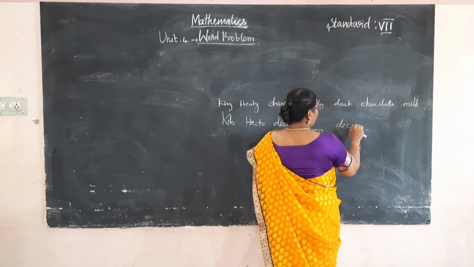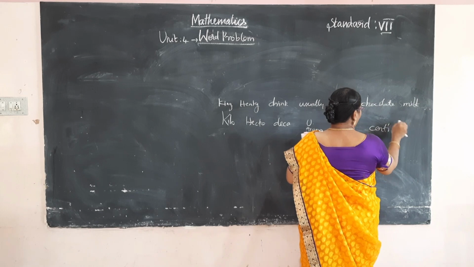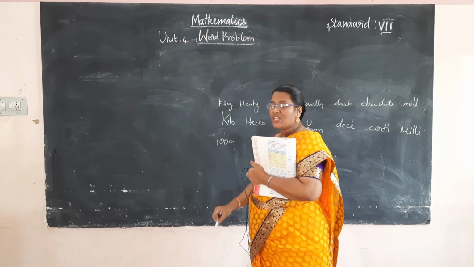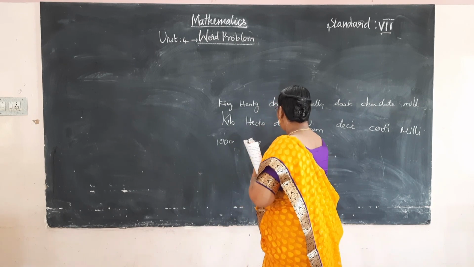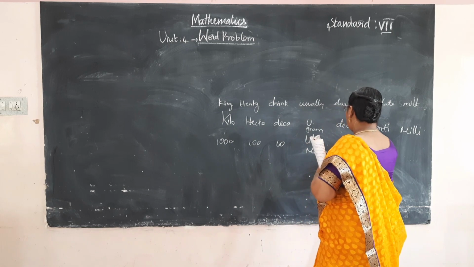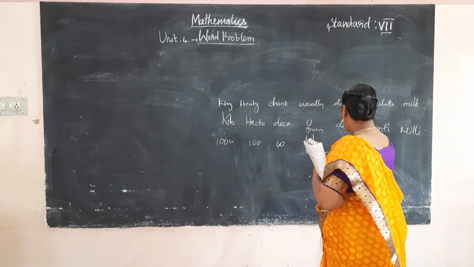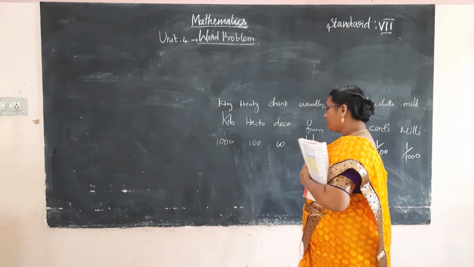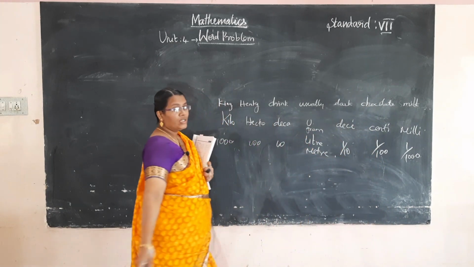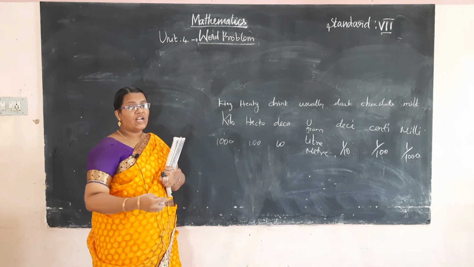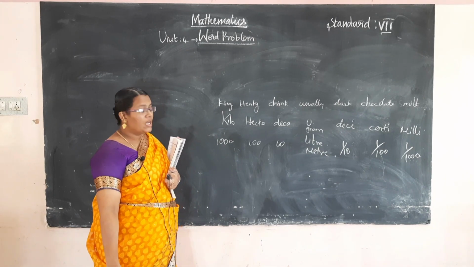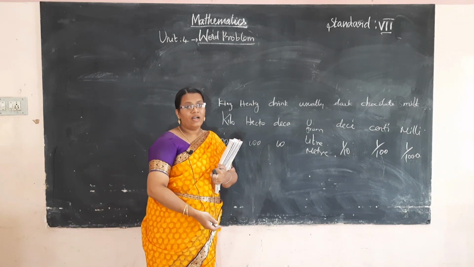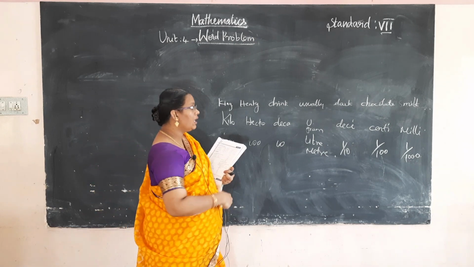And deci, centi, milli. So kilo means the place value is 1000, hecto means 100, deca means 10, deci means one-tenth, 1 by 10, centi means one-hundredth, 1 by 100, milli means 1 by 1000. To change from a larger unit to a smaller unit, we have to multiply by the place value, and from a smaller unit to a larger unit, we divide. I hope you understood the previous concept.